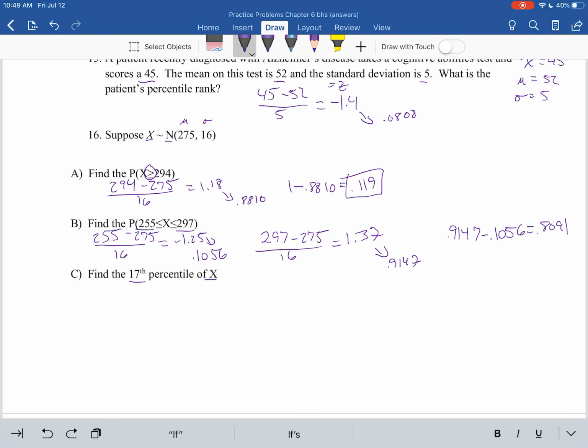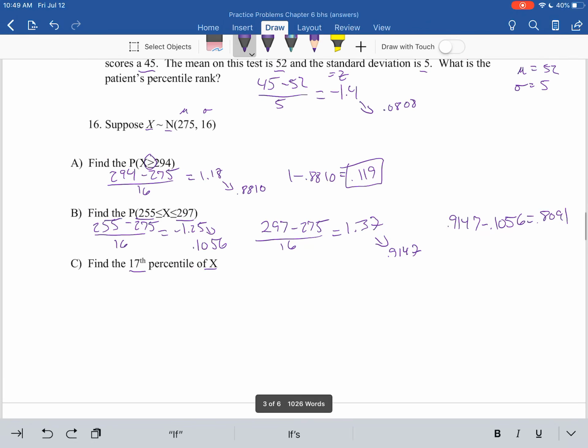Alright, next one here, we're trying to find the 17th percentile of x. So this is where, if you were to take our equation of z equals x minus mu divided by standard deviation and rewrite it to solve for the value of x, our equation is going to look like x equals z times standard deviation plus mu. Well, our z needs to be a z value, so we know we need to find the z of 0.17, or the 17th percentile of z.